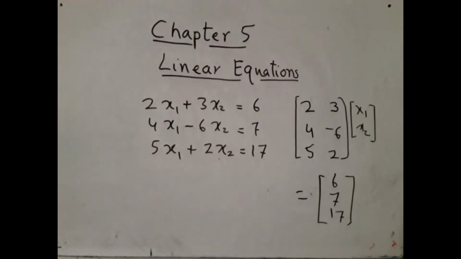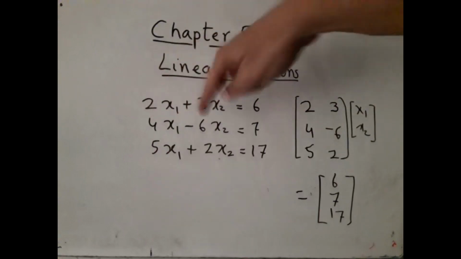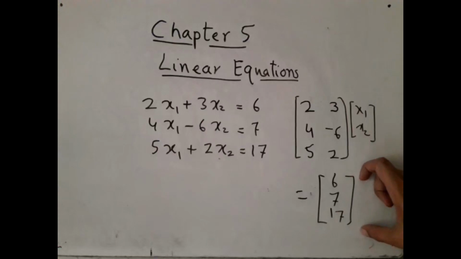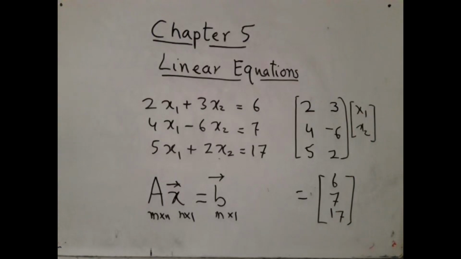Such a system of equations may be conveniently written in the form of a matrix. So this is the coefficient matrix. These numbers are obtained from the coefficients. This is the vector of unknowns, and this is the right hand side, a vector of constants. The general form is Ax equal to b, where A is the coefficient matrix, x is the vector of unknown numbers, and b is the right hand side, in this case this.